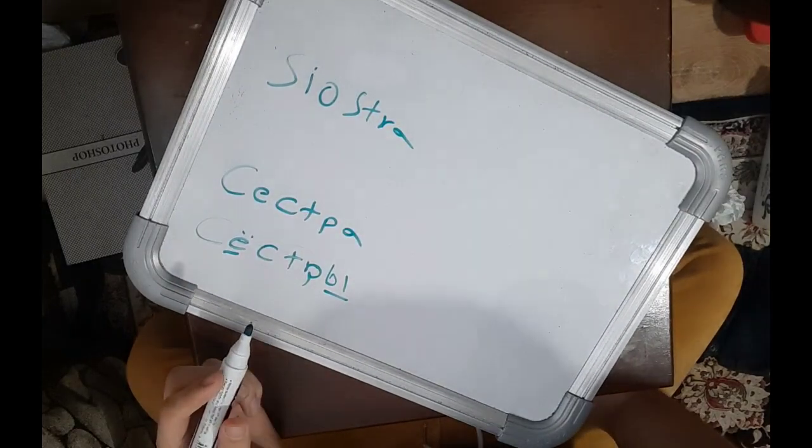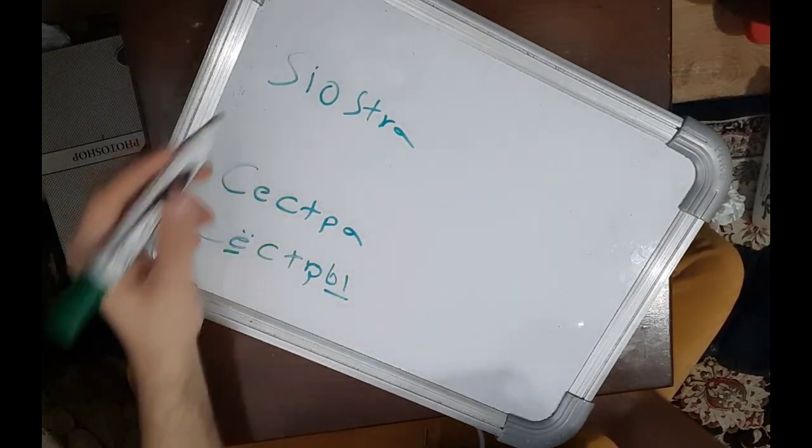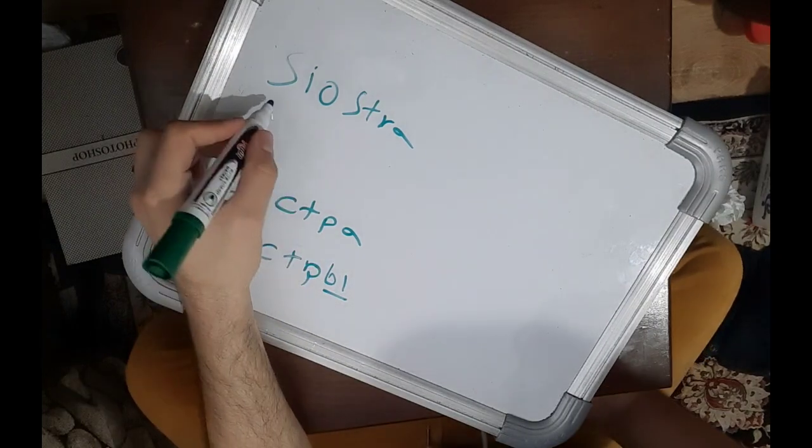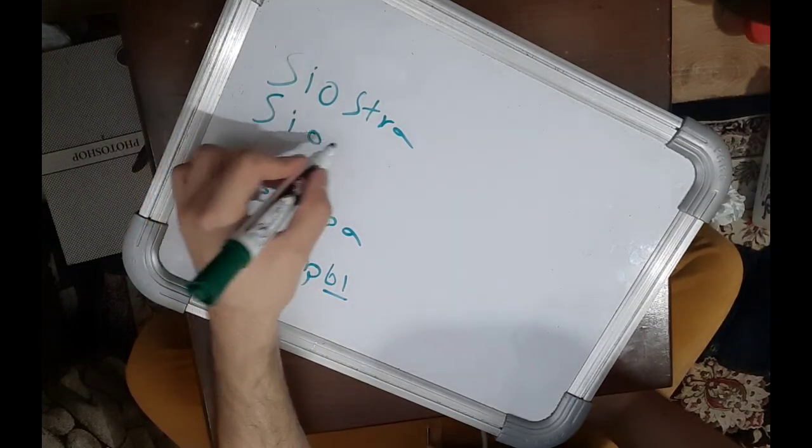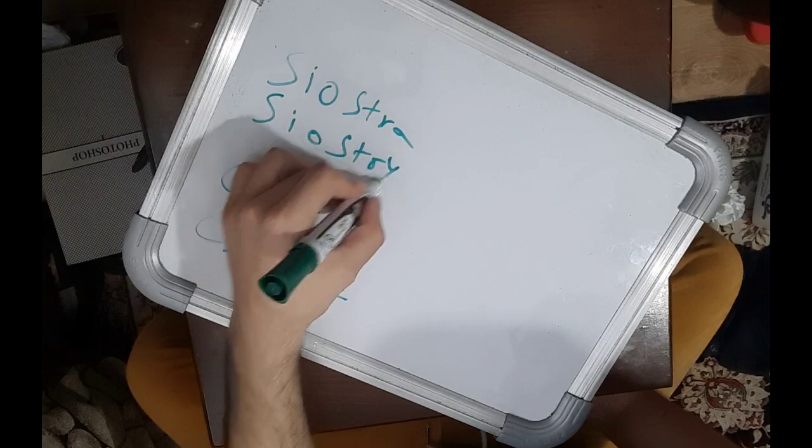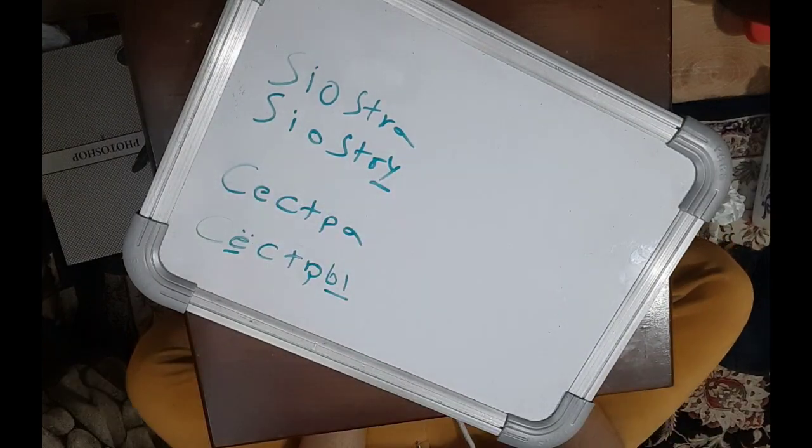Like this, siustra. It's not sistra, it's siustra. And when you want to pluralize it, you say siustri. And now it is pluralized.